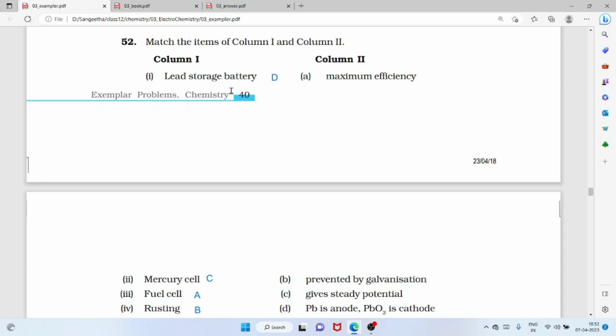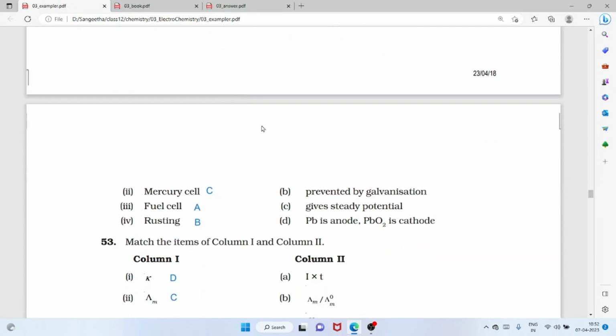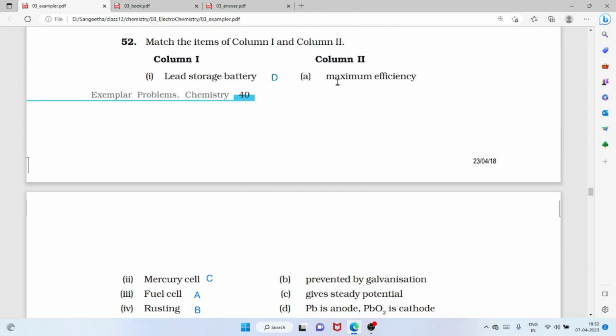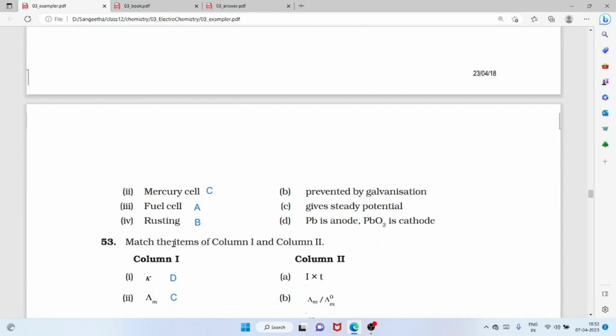Lead storage battery: this is the anode, this is the cathode. Mercury cell: steady potential. Fuel cell: maximum efficiency. Rusting is prevented by galvanization.